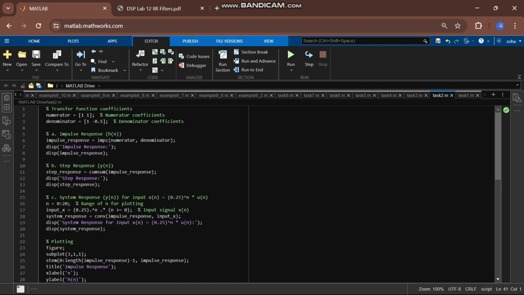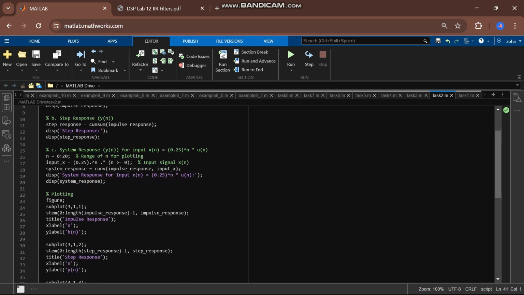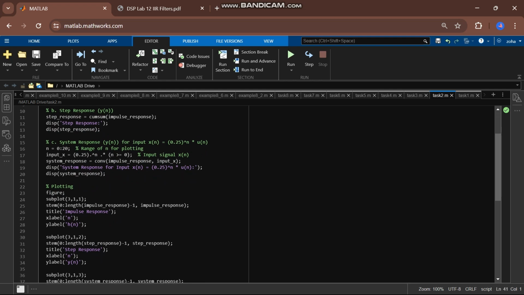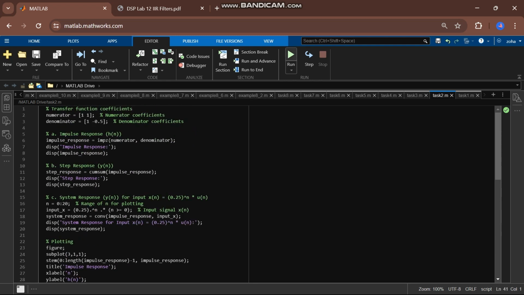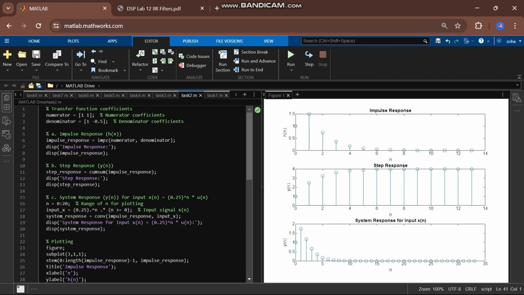here first we have defined the numerator and the denominator coefficients. Then for the impulse response, we have used the impz function on the numerator and denominator, and we have displayed the response. For the step response, we have used this function, and for the system response, we have iterated the function from 0 to 20 and computed the response. For plotting, we use the subplots and the stem functions. Here is the output. This is the impulse response, then we have our step response, and then the system response.